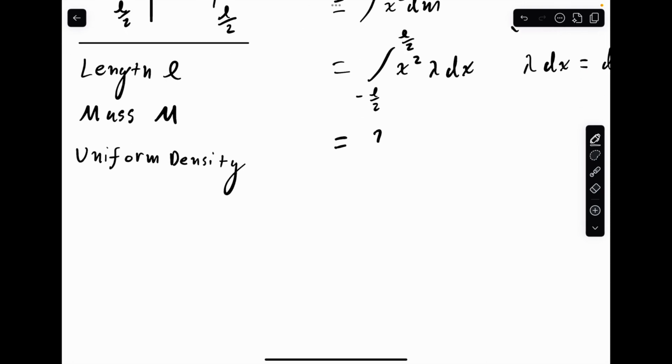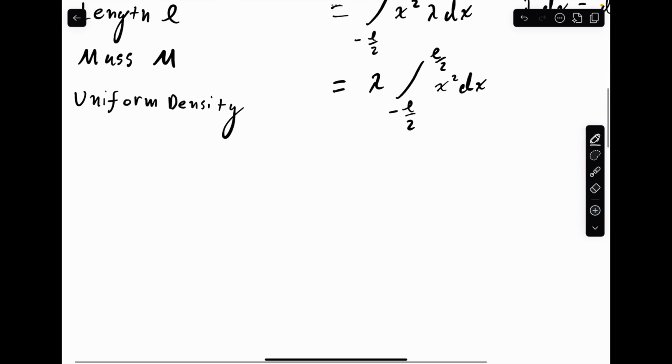So now, like last time, I'll pull out my constants. And this is what separates us from the integral last time, the integration bounds, because otherwise it looks pretty similar. And we'll get lambda, and this integral becomes x to the third divided by 3 from negative L over 2 to L over 2.